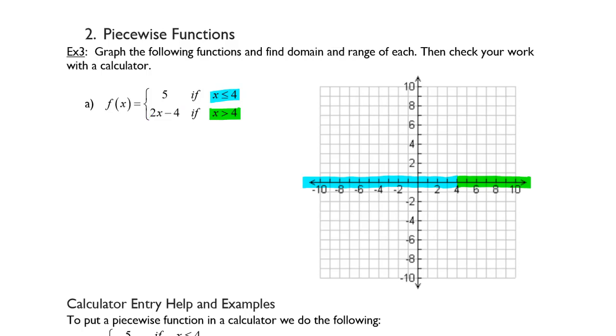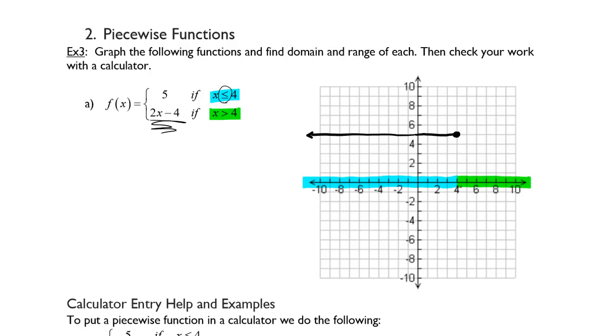So the first thing I'm going to do is draw my line at 5. That goes all the way up to 4, and I will put a closed dot at 4 because we are including 4 in that interval. Now, to the right of 4, we will have this other rule, this 2x minus 4. I need to figure out where that's going to actually be on my graph.